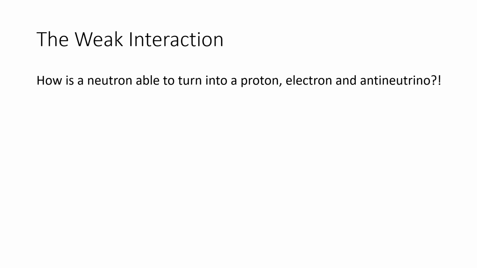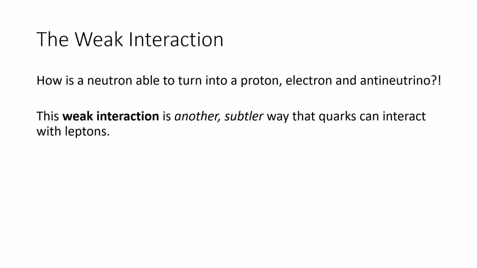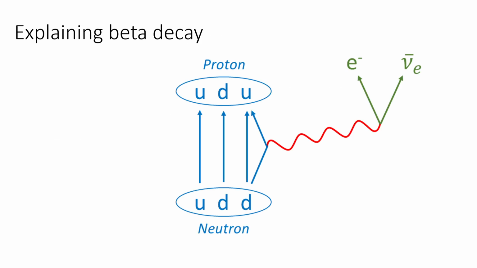How is the neutron able to turn into a proton, electron, and antineutrino? This is the weak interaction. This is how the quarks can interact with leptons. Right, so if you look at this diagram here, if you have too many neutrons, the down quark becomes an up quark, but then that also emits an electron and an antineutrino. So this is beta minus decay.